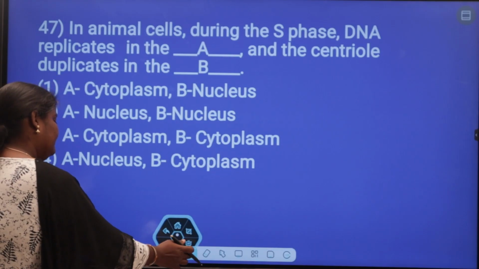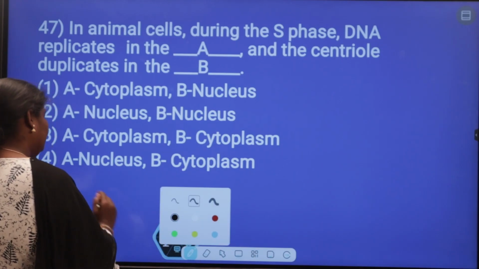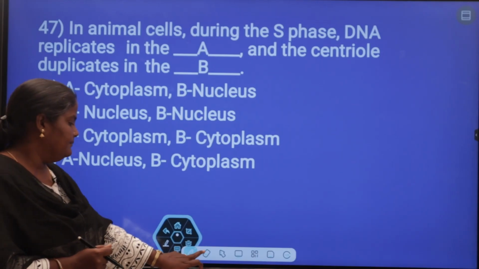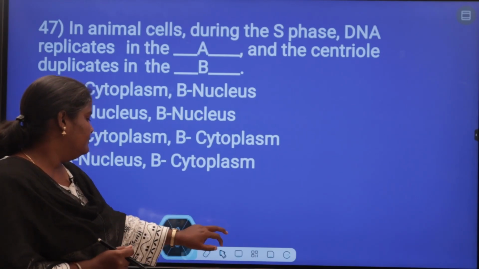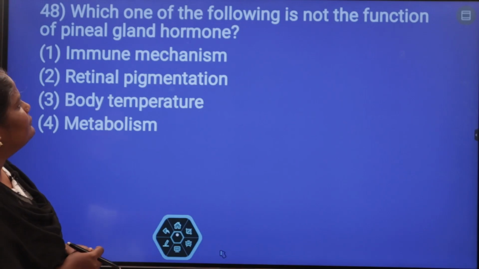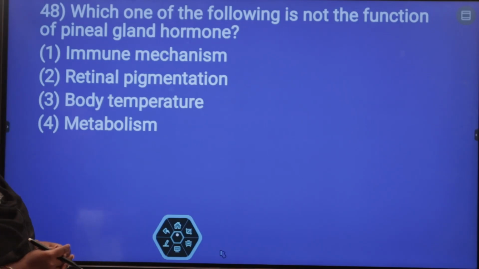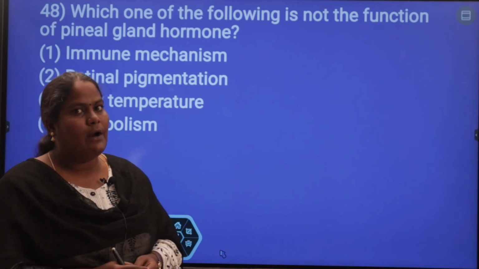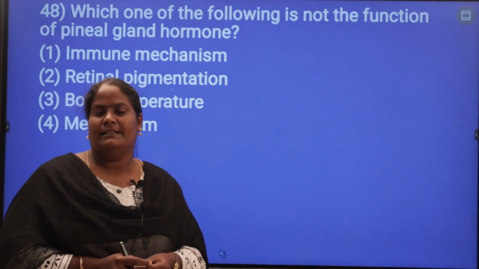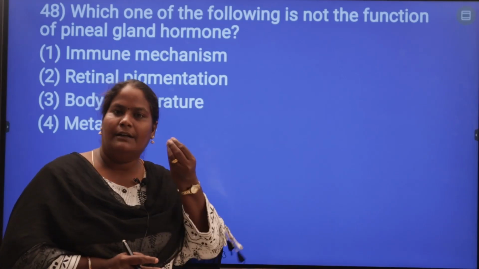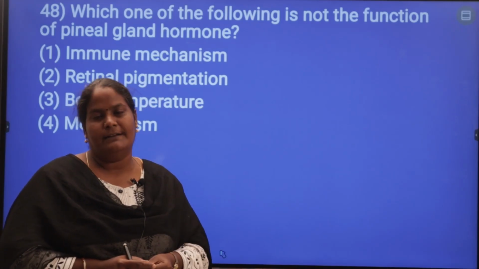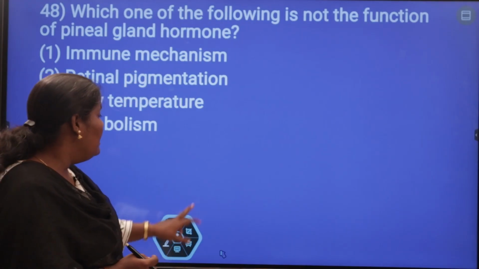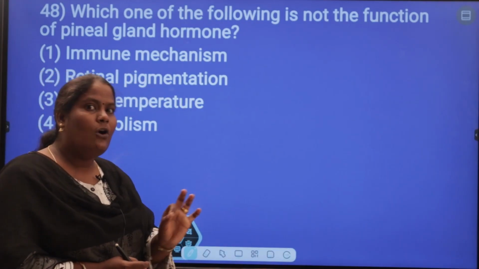Okay, next question. Which one of the following is not the function of the pineal gland hormone? It belongs to the 11th chapter, chemical control and coordination. The pineal gland, which is present inside our brain, is a very important gland. Let's discuss the roles, which is an important function in this question. They are asking which one of the following is not the function of the pineal gland.